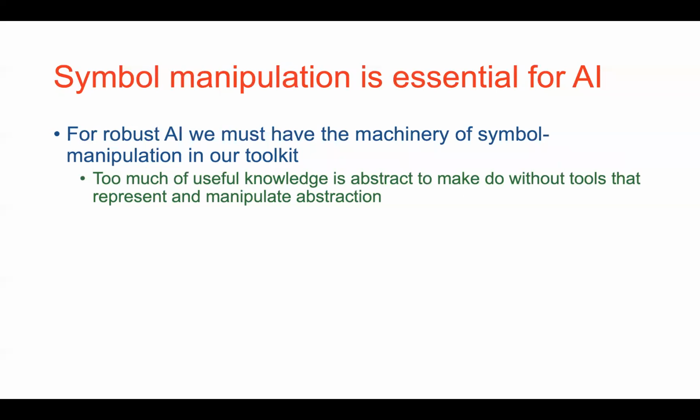Symbol manipulation is essential for AI. Now we're saying that is also needed for AI. For robust AI, we must have the machinery of symbol manipulation in our toolkit. Too much of useful knowledge is abstract to make do without tools that represent and manipulate abstraction. So the world that we know, a lot of it is abstract knowledge, and so we need tools to work with them.